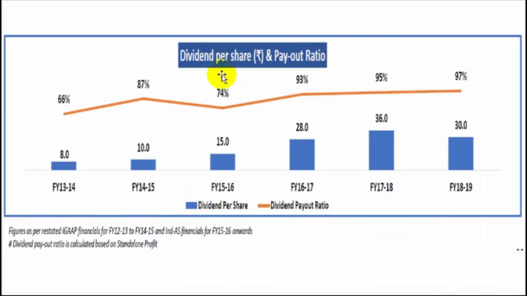Next, let us look at the dividend per share declared and the payout ratio. The company has been paying out a substantial amount of its profits as dividend. In FY 18-19, almost 97% of the profit earned was paid out as dividend. This data is based on standalone profits.